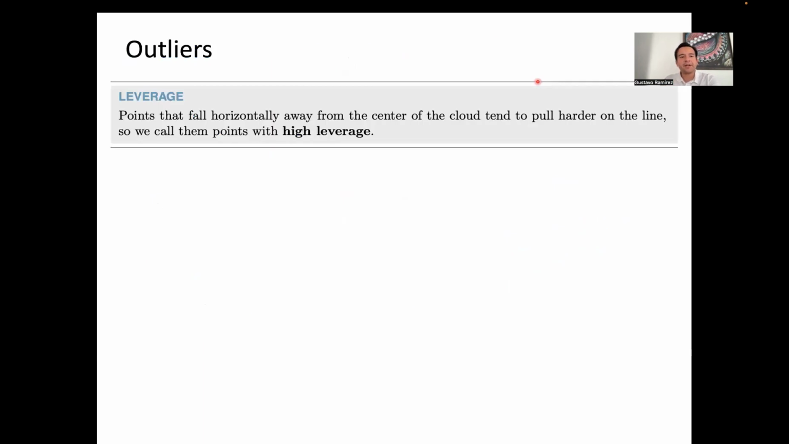All right, just to wrap it up here, just a few quick points on outliers. So there are some really detrimental outliers that we call points with leverage, okay? Leverage points are points that fall horizontally away from the center of the cloud. The cloud means the aggregation of all the other data points, and they tend to pull harder on the line, all right? So these points are generally called points with high leverage. Not good to have in your data set.